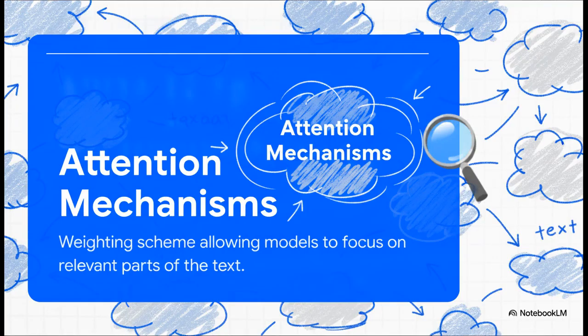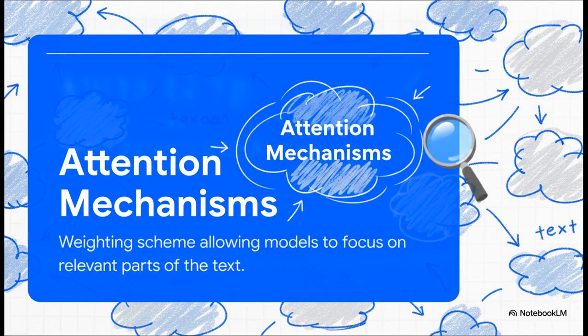Totally crucial to this modern approach is the attention mechanism. You can really just think of this like a digital magnifying glass. It's a weighting scheme that allows the AI to dynamically focus on the most relevant parts of the text, rather than treating every single word equally. This is the secret sauce that allows the model to understand those complex intertextual relationships and dependencies between the premise and our hypothesis.